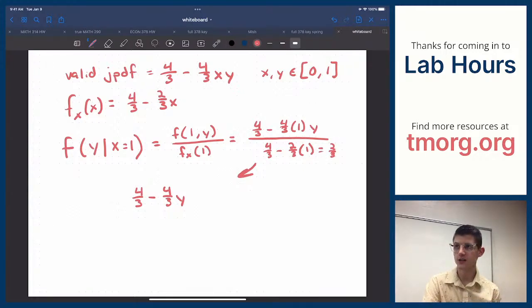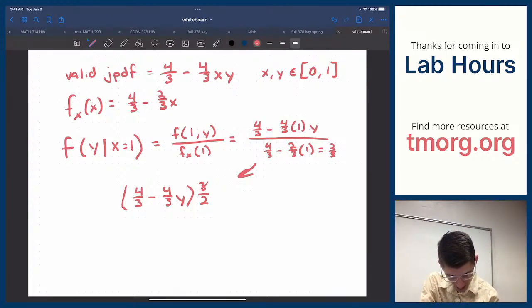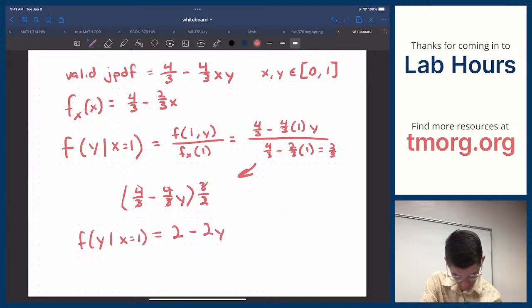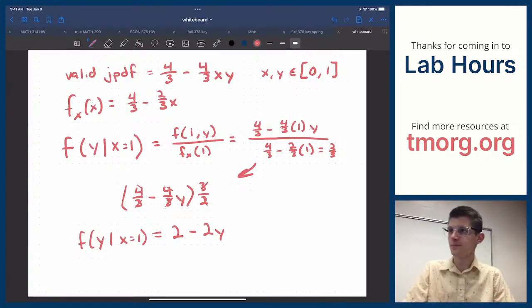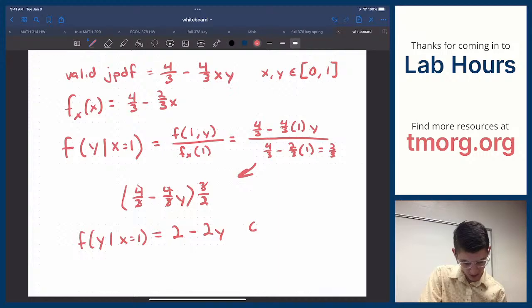I trust that you can see that. Dividing by a fraction is the same as multiplying by its reciprocal, so let me put 3/2 over here. Everybody follow that? Makes sense? Okay. I solve that out. These 3's are going to cancel everywhere. These 2's are going to cancel 4's. This f of y, given that x is equal to 1, is equal to 2 minus 2y. Yes, no, maybe so? And that is still over the bounds 0 to 1 for y.